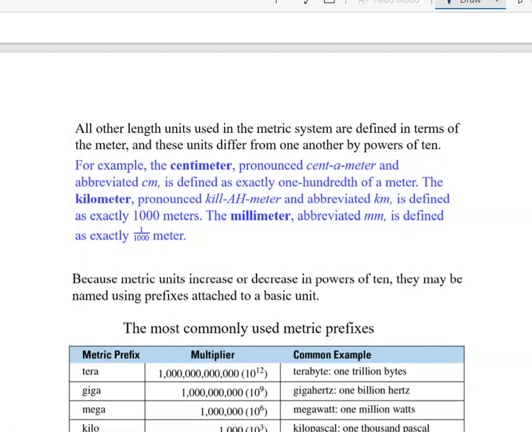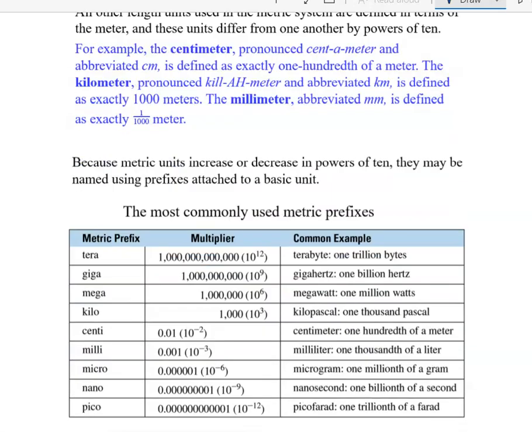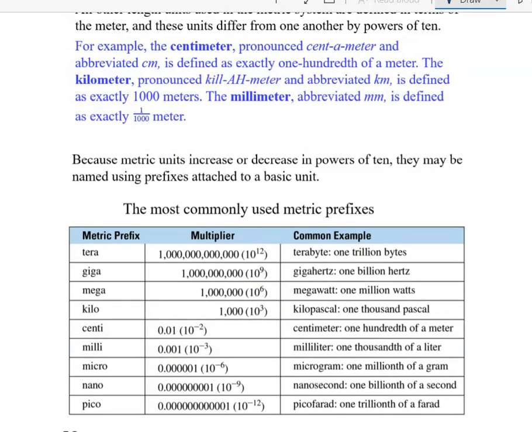All other length units used in the metric system are defined in terms of the meter, and those units differ from one another by powers of 10. For example, the centimeter is defined as exactly 1/100th of a meter. The kilometer is defined as 1,000 meters, and the millimeter is defined as 1/1000th of a meter. Because metric units increase or decrease in powers of 10, they may be named using prefixes attached to a basic unit.